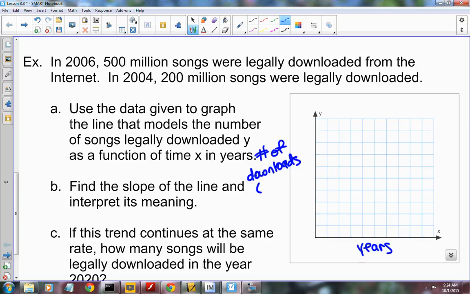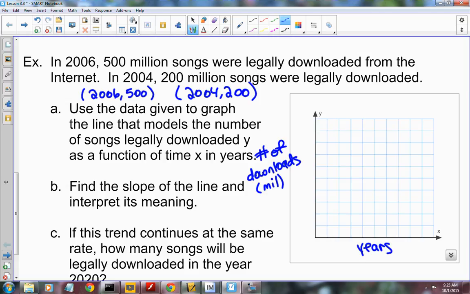Okay, and this is in the millions. It says that in 2006 there were 500 million songs, and in 2004 there were 200 million songs. Now it wants me to let the years be my x and the number of songs be my y. So I could create two ordered pairs here. My first ordered pair would be 2006, 500 million songs, and in 2004, there were 200 million songs.